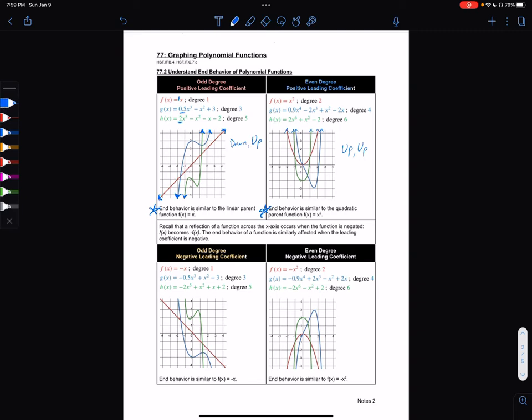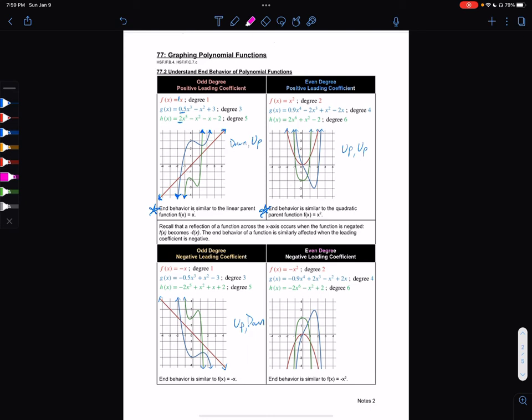In this case, my end behavior on the left side, it's up, and then it goes down. So up, and then down. Notice how it's the opposite of what we had above. So it's still odd degrees, but by switching the leading coefficient to a negative number, we've changed the end behavior, right? It's a reflection. Instead of down, up, it's now up, down.